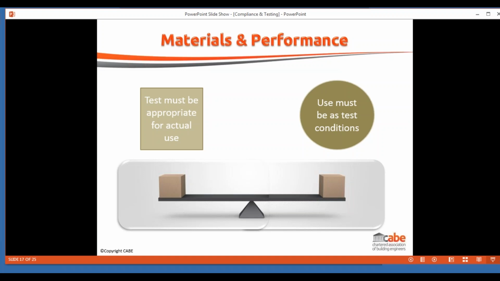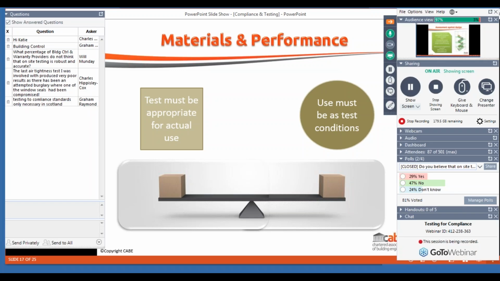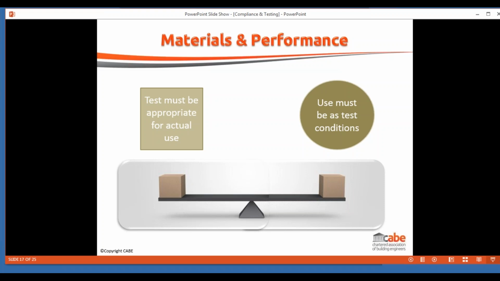Obviously, there's a whole load of concern at the moment about materials and their performance and testing regimes. And the two issues that run with any form of test of something, particularly in laboratory conditions in terms of the performance of material, is that the test that we apply must be appropriate for the way in which the material is actually going to be used. And then fundamentally, if we've got a test certificate that says something performs in a set way, that must be how that material is actually used in practice.